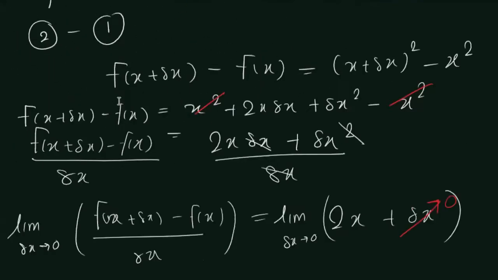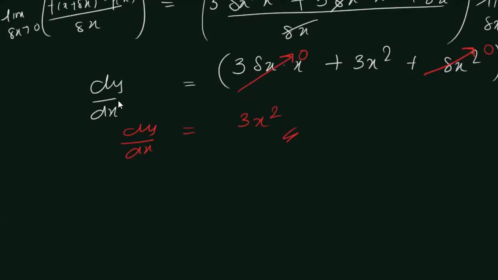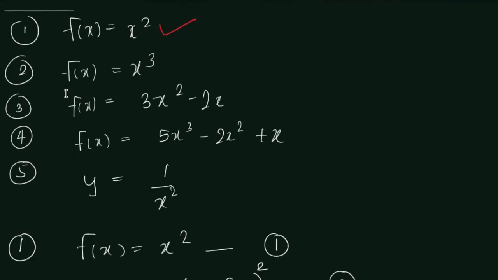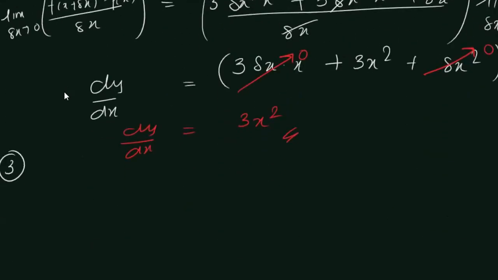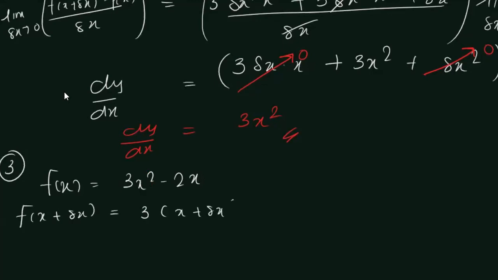That is the third one. So the third problem is f(x) is equal to 3x squared minus 2x. So here also, let's give a small increment, f(x + Δx). Let us give the same increment to all the x terms, minus 2(x + Δx). So this is the first expression, this is the second expression.